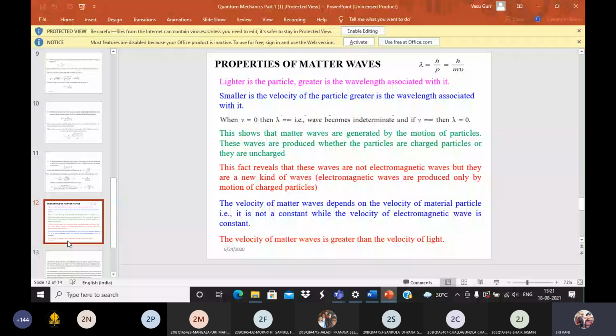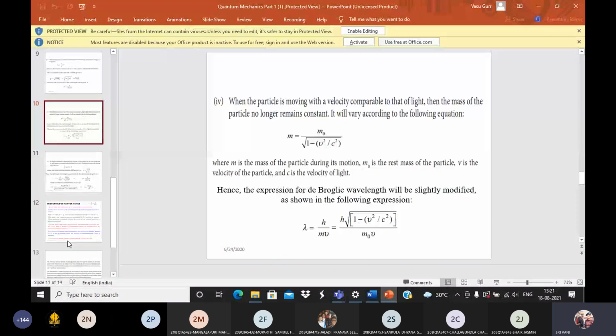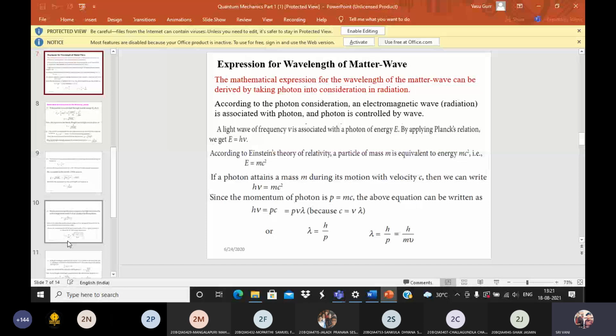So in this regard, the velocity of the matter waves is greater than the velocity of light. Today we will do the problems regarding this model. Take down problem model 1 regarding de Broglie wave equations, or de Broglie relations, for the matter waves. Yesterday I made you highlight the formulas: lambda is equal to h by p, lambda is equal to h by mv. All this is for the electron. That's why problem model 1.